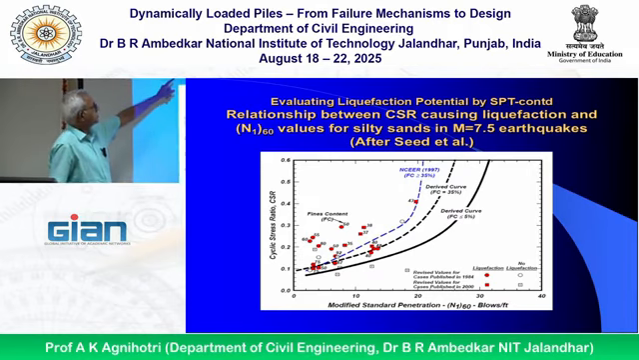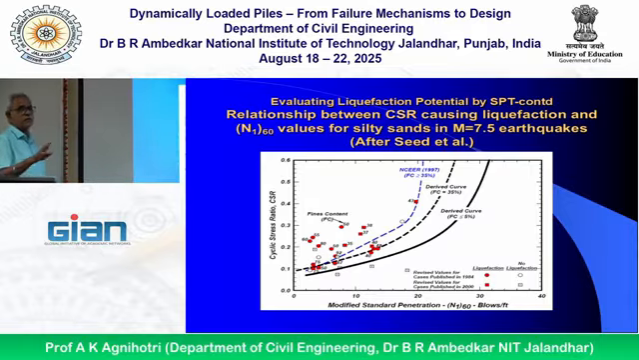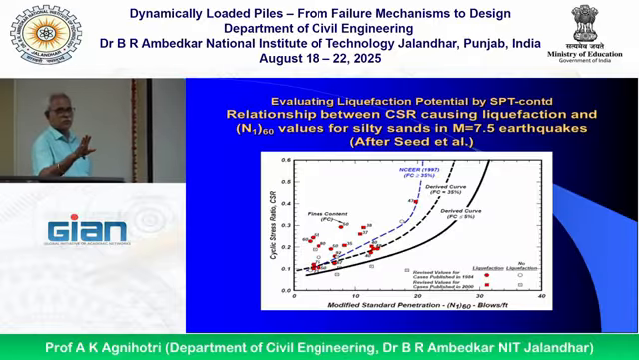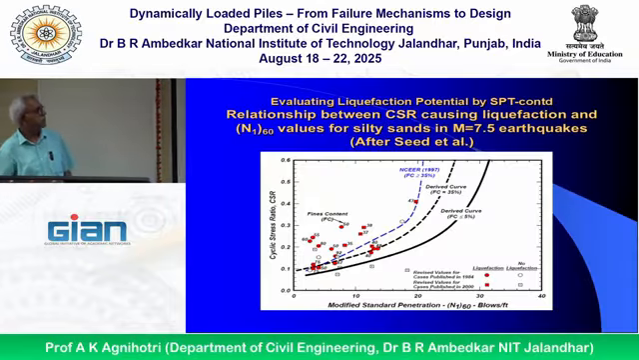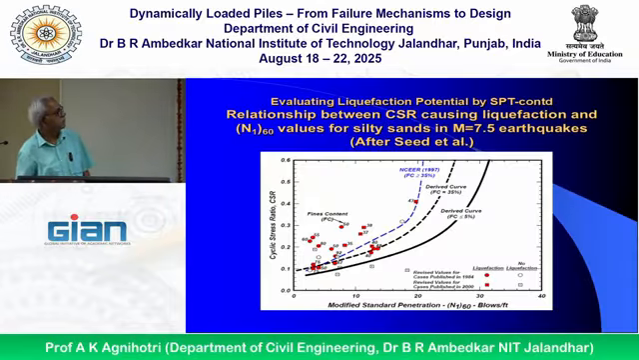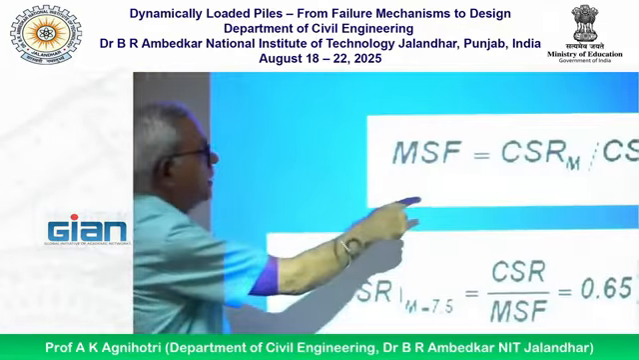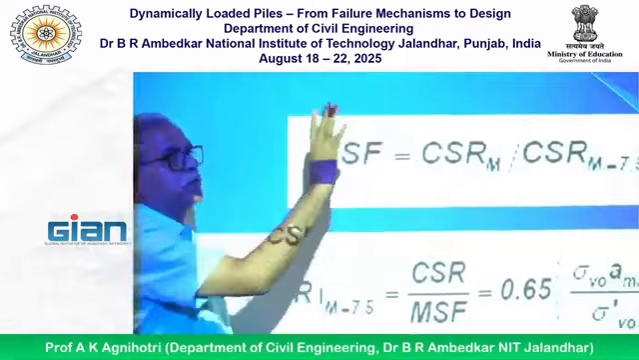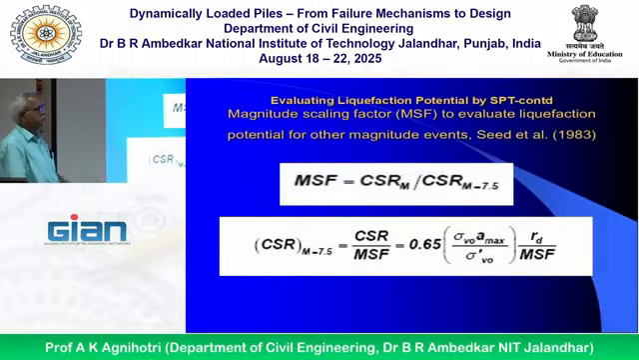Secondly, these values are for earthquakes of magnitude 7.5. If you are expecting an earthquake of different magnitude, then a correction is applied. The magnitude scaling factor is the ratio of CSR at magnitude M over CSR at M equal to 7.5. So magnitude scaling factors are there.